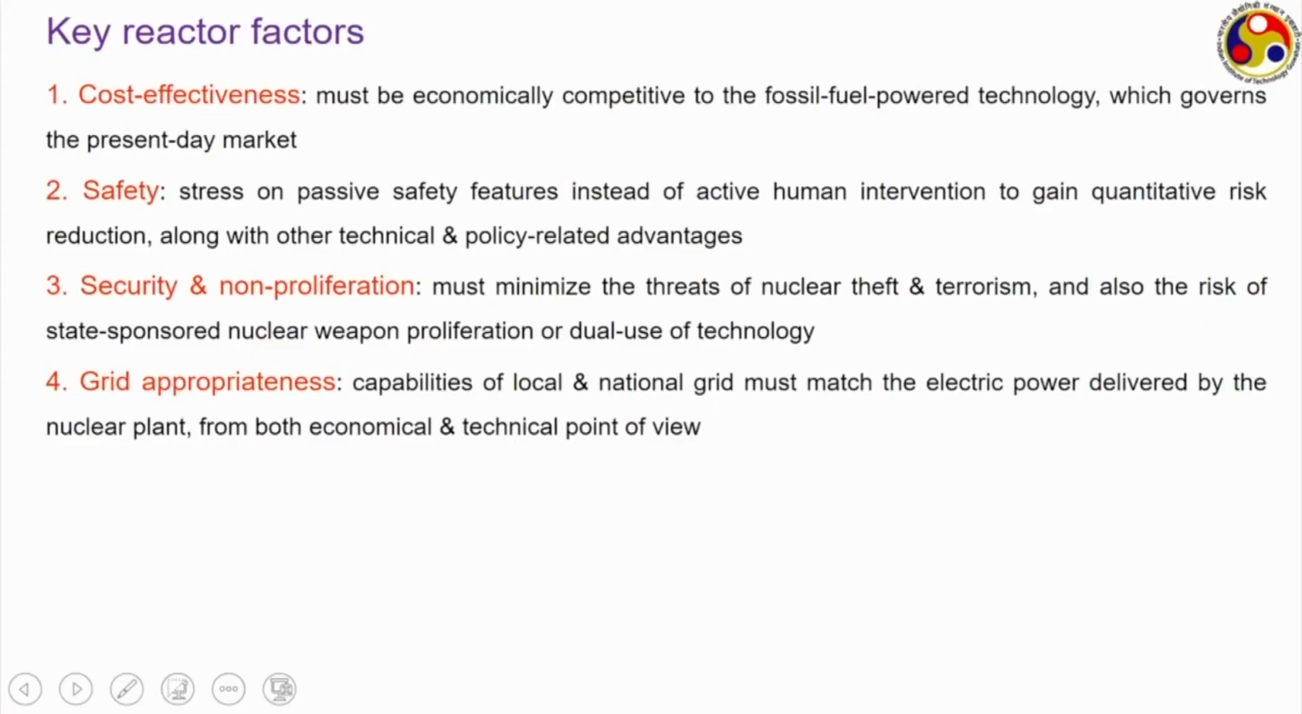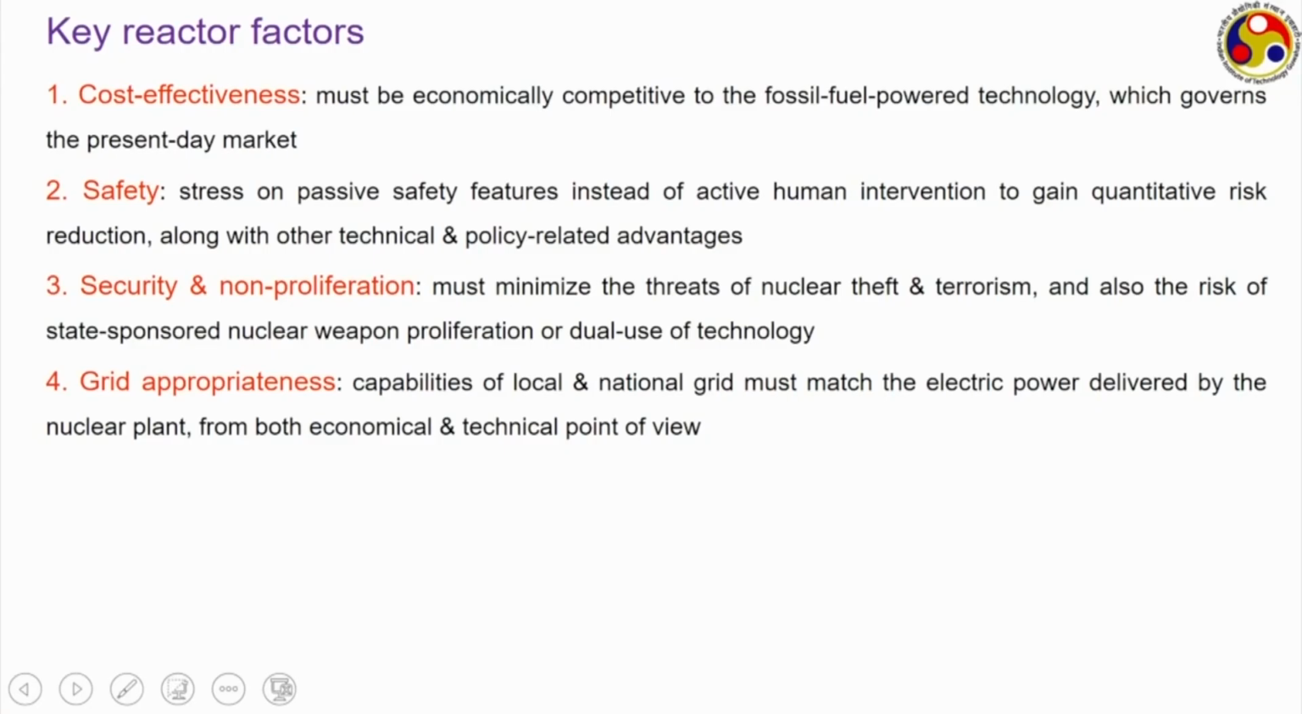Fourth, something for the technicians, grid appropriateness. Present local and national grids that are available have always been set up considering fossil fuel power stations, as that is the most common mode of electricity generation. Whenever we put a new technology in place, like wind turbines or solar plants or nuclear plants, there may be some modification in the grid, but as the grid is expected to receive energy from different kinds of sources, it is more apt for the technology itself to modify itself to suit the requirements of the grid.